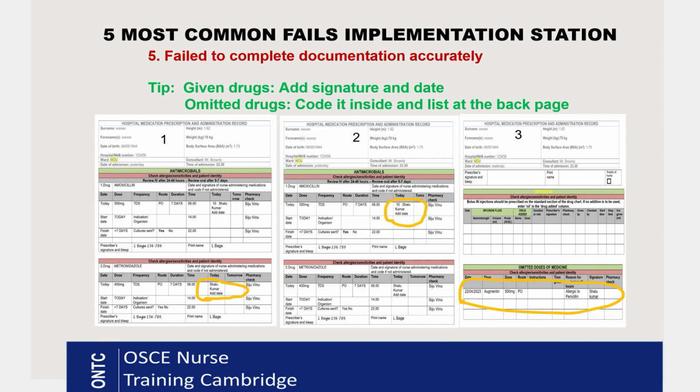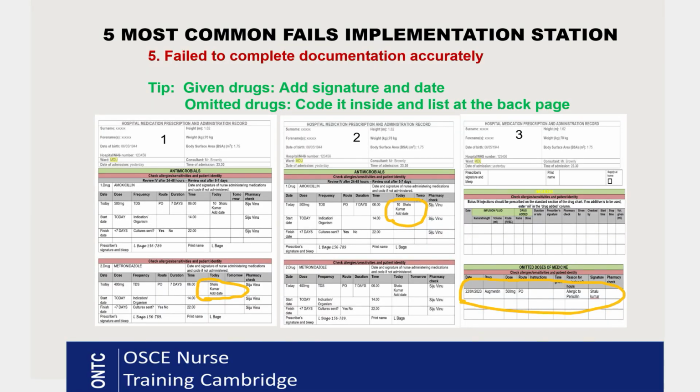And then I go to the last page of the drug chart, and then I am signing it to say, listing all the drugs. All omitted drugs have to be listed at the back. So I'm listing that in the back, giving all the information and the reason for omission. Not the code this time, the reason for omission in words. Code is for inside the drug chart. And then obviously signing for your given drugs.